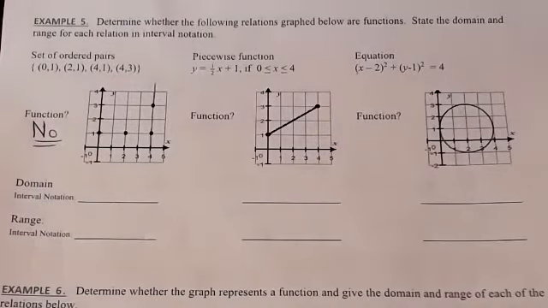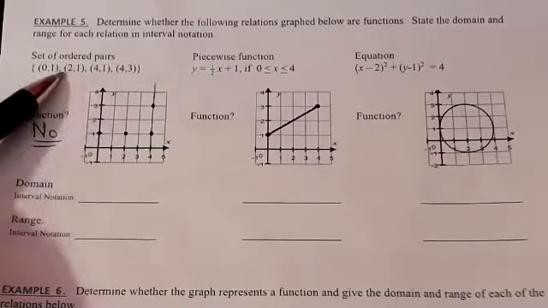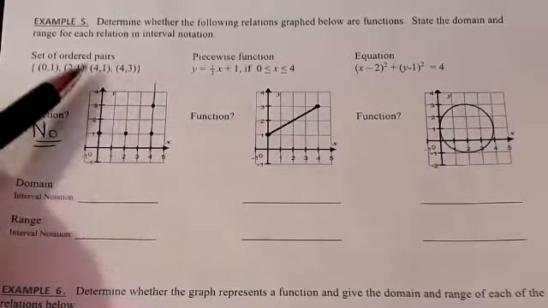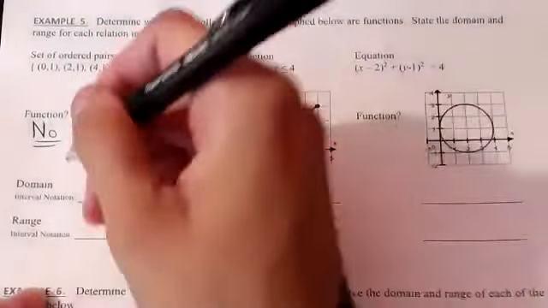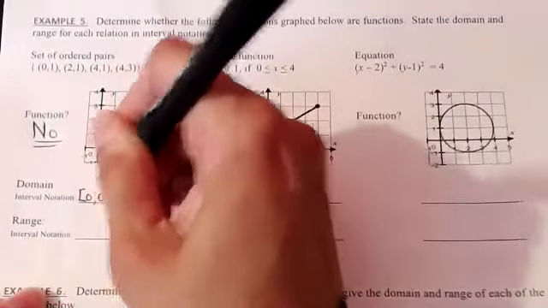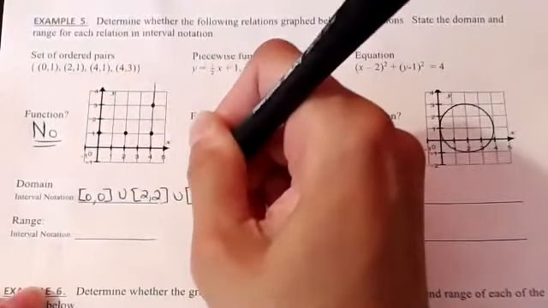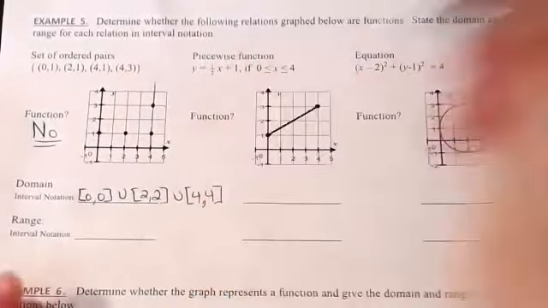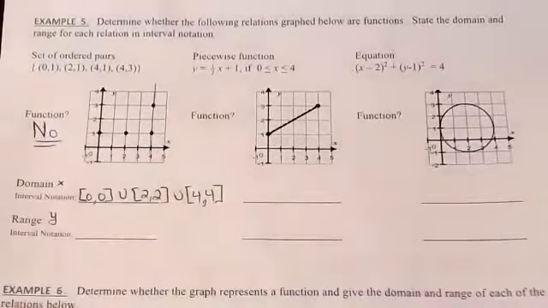Remember that domain pertains to x coordinates. So I'm going to think about the x coordinates for each of these points. The x coordinate here is 0. The x coordinate here is 2. And the x coordinate here and here are both 4. Notice that there is no line that connects them, so it's just these points individually, which implies that my interval notation is essentially going to be the first point, union the second point, union the third point. And remember, we're referring to each of the x coordinates. Domain is only x, range is only y.